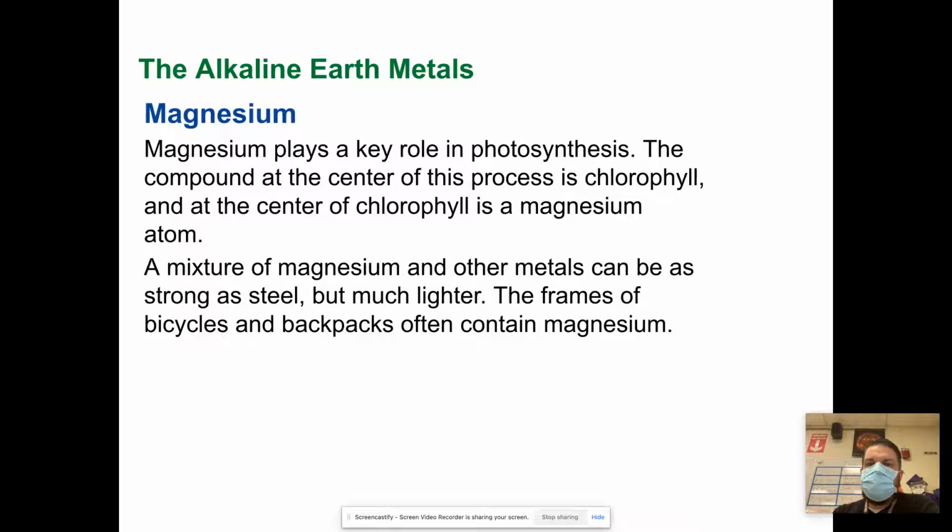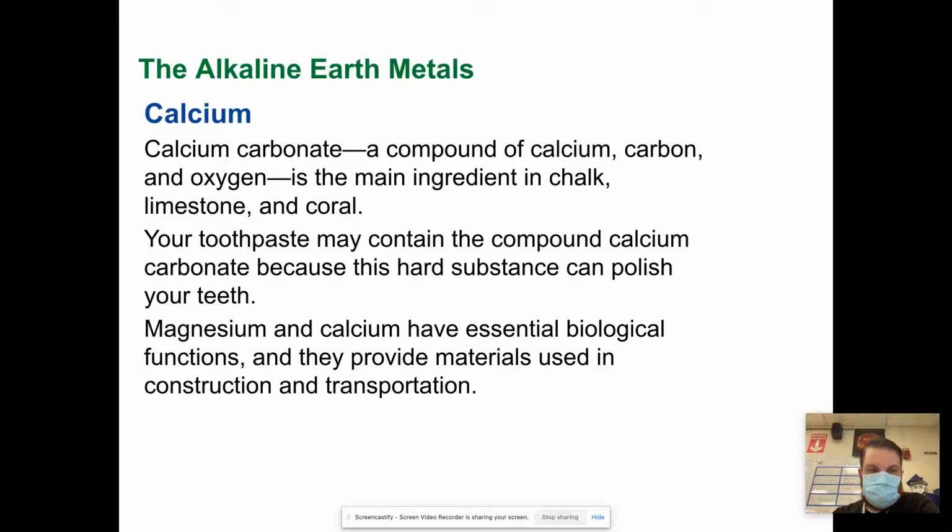Magnesium plays a key role in photosynthesis. The compound at the center of this process is chlorophyll. At the center of chlorophyll is the magnesium atom. So if you look at the molecular structure of chlorophyll, magnesium is an important part of that. The mixture of magnesium and other metals can be as strong as steel but much lighter. The frames of bicycles and backpacks usually have some sort of magnesium in them. When they talk about an alloy, they take one metal and mix it with a little magnesium to strengthen it.